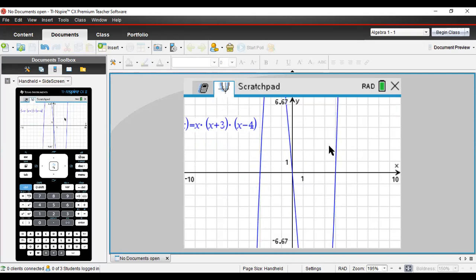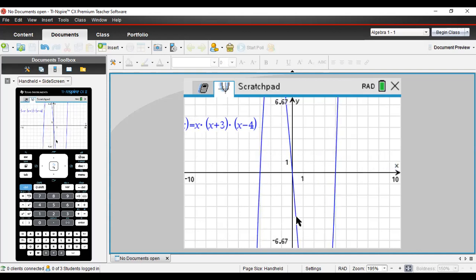Now let me move this out of the way. You can see that this graph has 3 zeros. It has one here, one here, and one here. Basically, zeros, if you didn't remember this, is where the graph crosses the x-axis. That's where the output is 0. So here's one, here's another one, here's the third one. Now we just have to find out if they're actually -3, 0, and 4.